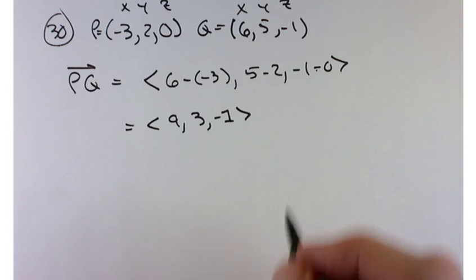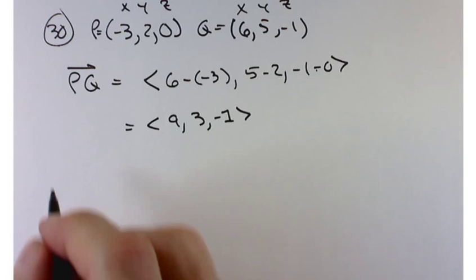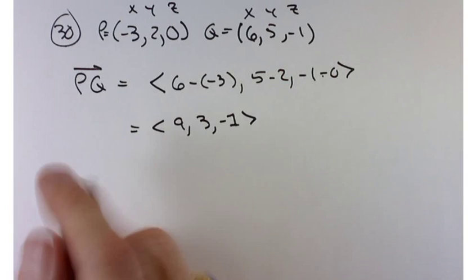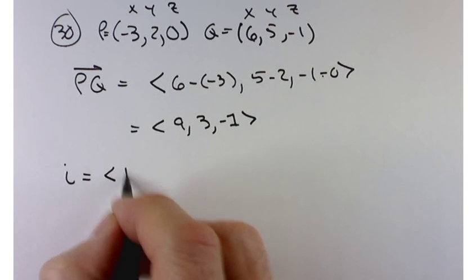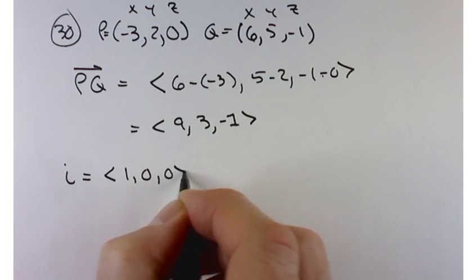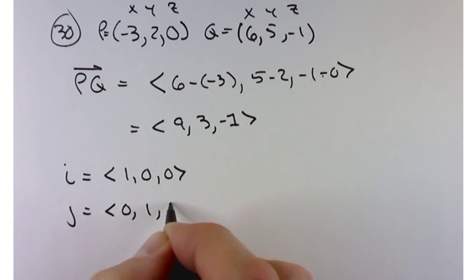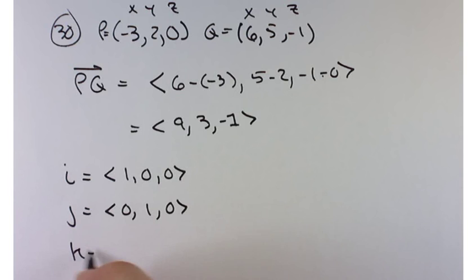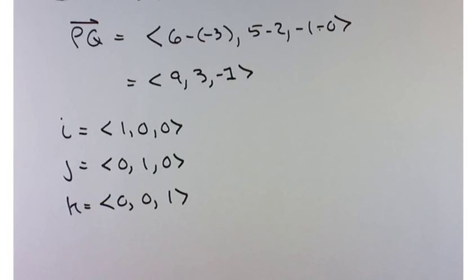Another way to express this vector depends on so-called unit vectors. We've had unit vectors before in this class. Now that we're in 3 dimensions, we're going to extend those. I is going to be this vector, 1, 0, 0. J is going to be this vector, 0, 1, 0. And K, quite naturally, 0, 0, 1. These are unit vectors because if you calculated their length, they're 1 unit long.